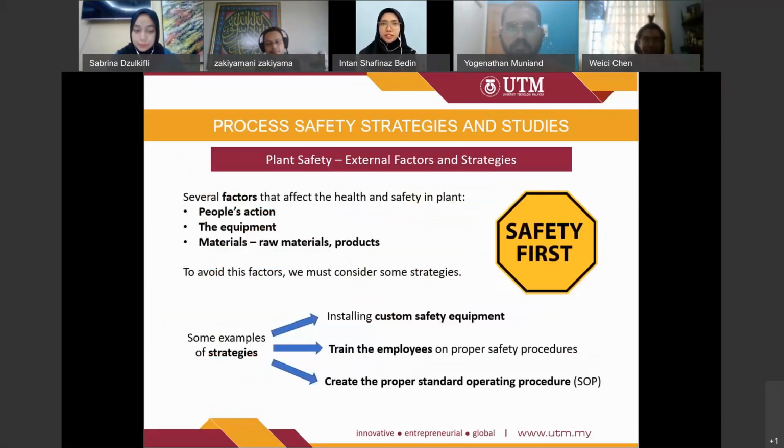There are several factors that affect health and safety in our plant. The factors are people actions, the equipment, and the material, either the raw materials or the product itself. Hence, to avoid these factors, there are some examples of strategies that we can implement. For example, installing the custom safety equipment, training the employees on the proper safety procedure, and creating the proper standard operating procedure for the plant or for the equipment. Next.